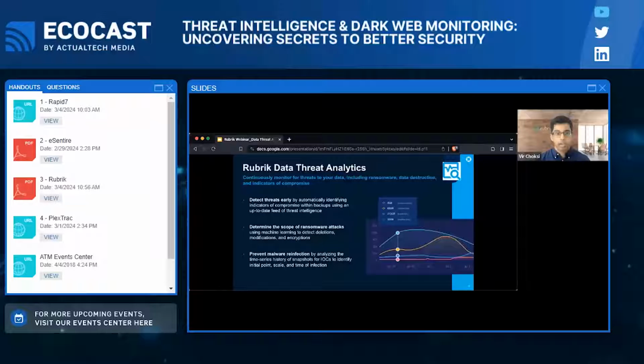So what can you do with data threat analytics? You can detect threats early by automatically identifying indicators of compromise within backups using an up-to-date feed of threat intelligence. You can determine the scope of ransomware attacks using machine learning to detect deletions, modifications, and encryptions. And you can prevent malware reinfection by analyzing the time series history of snapshots for IOCs to identify the initial point, scale, and time of infection. And because the scanning is done on backups, there's no impact to your production systems.